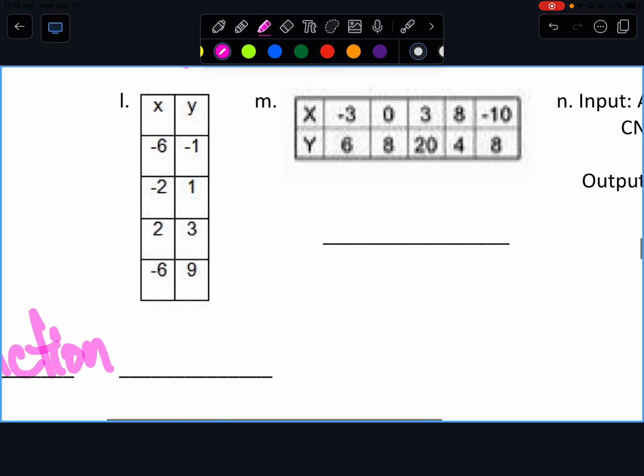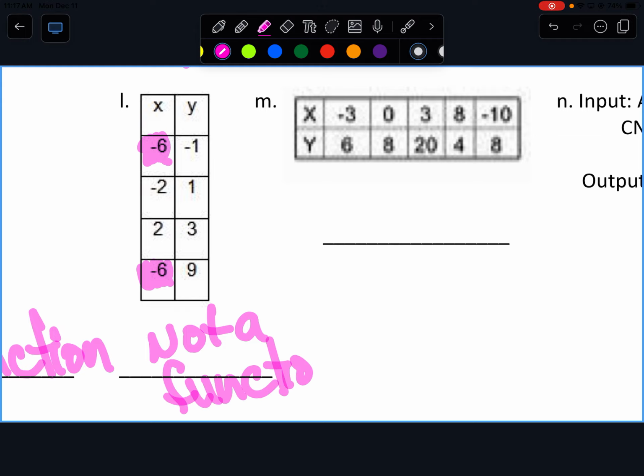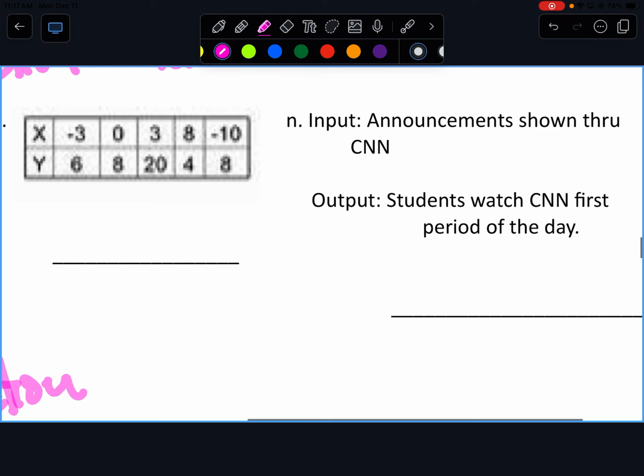None of those repeat? Nah, right there, they do repeat. Not a function. Negative 3, 0, 3, 8, negative 10. None of them repeat, so this is a function.